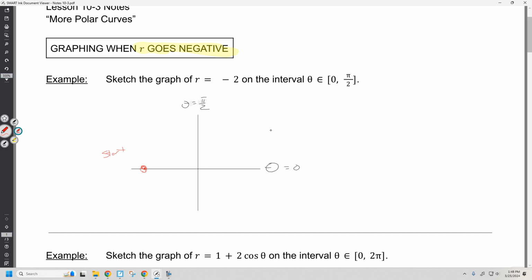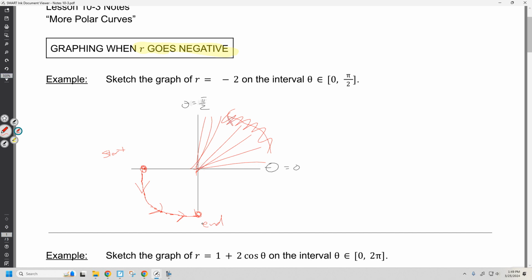As my angles increase from 0 to pi over 2, this is my graph, but think about your terminal rays. As your terminal rays are increasing, your graph is plotted in the 3rd quadrant when the radius is negative. We will be traveling in this direction until we end at this point at pi over 2 with a radius of -2. Does this make sense?